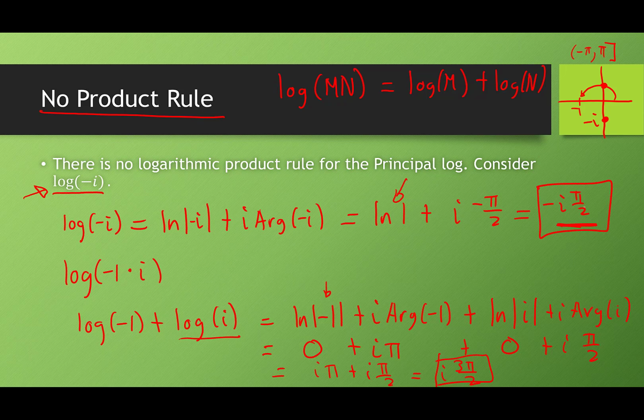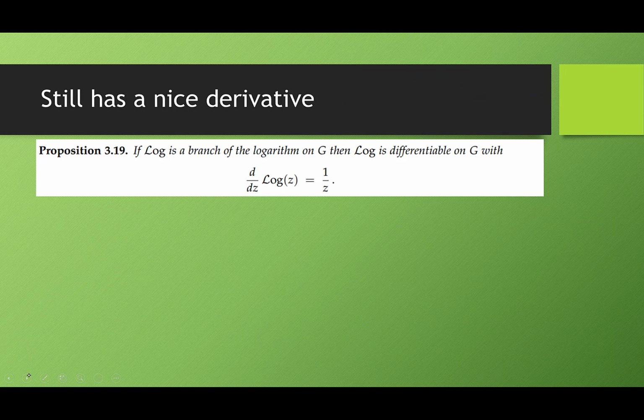And the answer is no, right? Negative i pi over 2 is not the same number as i 3 pi over 2. So unfortunately, we do not have the product rule with our principal log. However, we do get some nice properties, though. It still has a nice derivative.